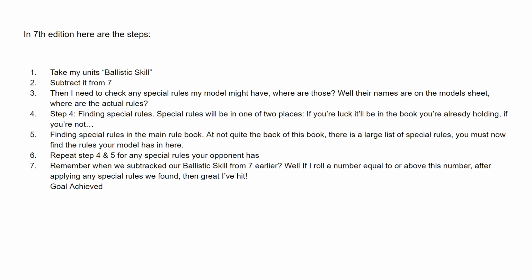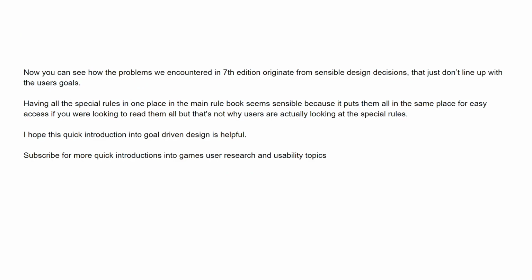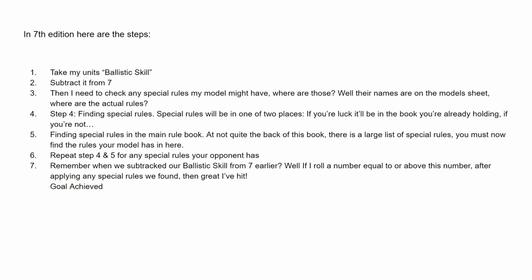Here are the steps. First, take a stat from my unit's entry in the book, the unit's ballistic skill. Subtract it from 7. That's the number I need to roll above. Why is this doing this? That's interesting. Then I need to check any special rules on the model I have. Where are those? Well, the names are on the model sheet, but where are the actual rules? Step 4, finding the special rules. Special rules are in one of two places. Either it'll be in the book I'm already holding, or if not, then it will be in the main rule book, not quite at the back of it, but there's a larger list of them. Then repeat steps 4 and 5 for any special rules my opponent has that might be relevant. Then applying those all to the result I got from earlier, and I know if I've hit or not with the shooting attack. So that's 7 steps long, 7 tasks in doing this.